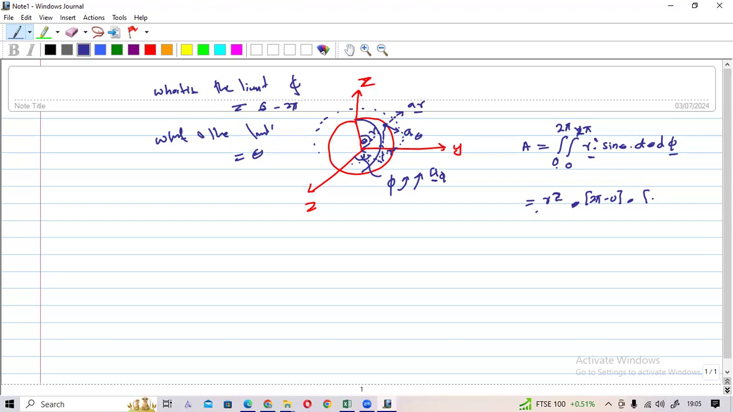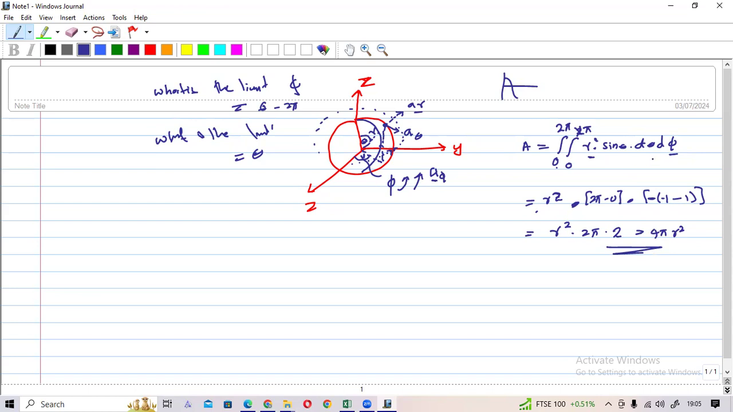It will be minus cos theta, evaluated from 0 to π. Minus cos π, cos π is minus 1, so it will be minus of minus 1, minus cos 0, and cos 0 is again 1. So minus 1 minus 1 minus 1 gives 2. So you will have 4πR square.